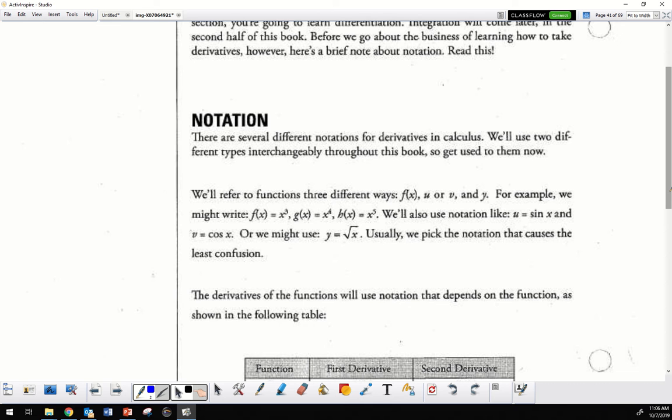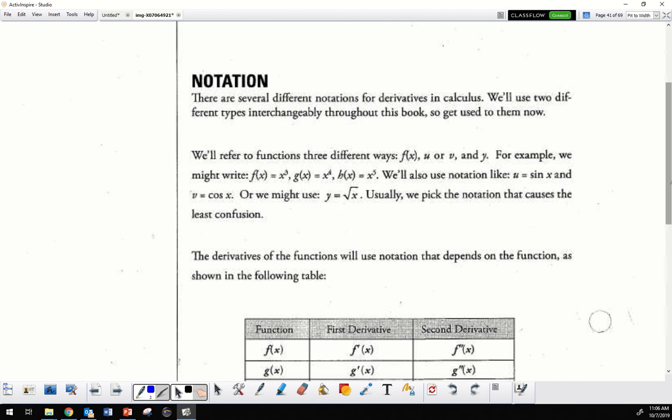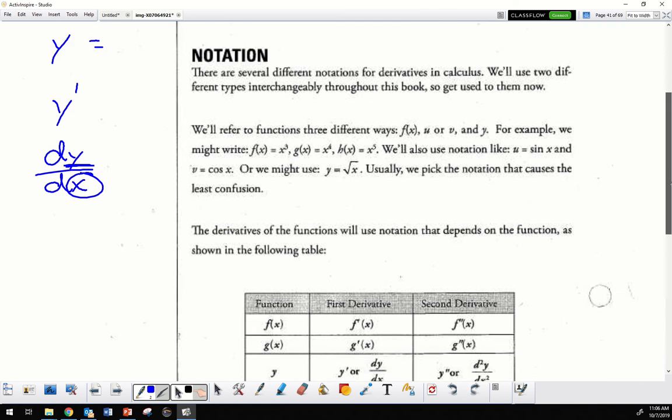Several different notations for derivatives in calculus. We'll use two different types interchangeably throughout this. One way of saying it would be y prime, which is the derivative of y. Or another way would be to say dy/dx, which means we're taking the derivative of function y with respect to x. So those are other ways of doing it.